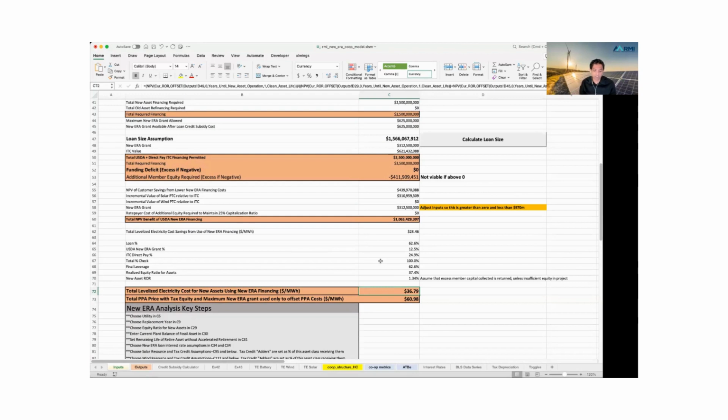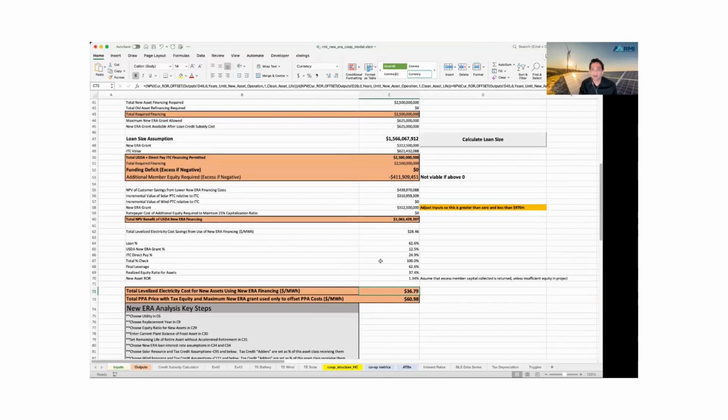We also wanted to note that even beyond the New Era program, if, for example, you are interested in asking the same question without the New Era program, you can always set the New Era grant to 0 and ask what the value of the use of the ITC and PTC is relative to third-party ownership, and compare that even in the absence of the New Era grant in this tool.